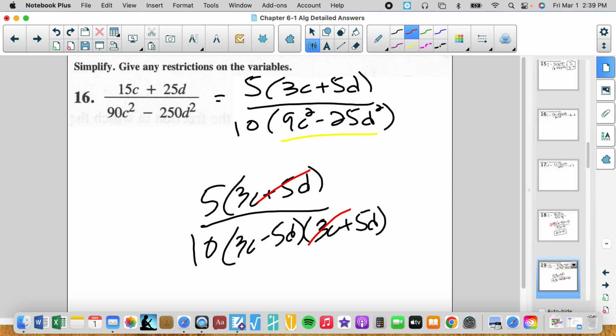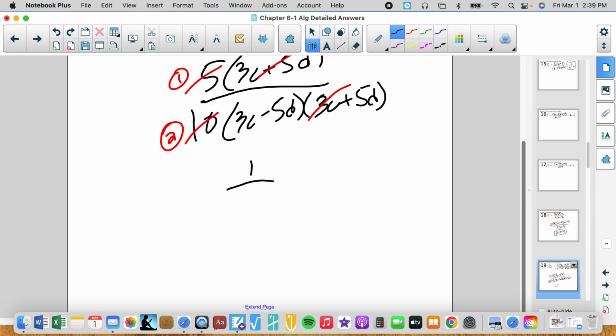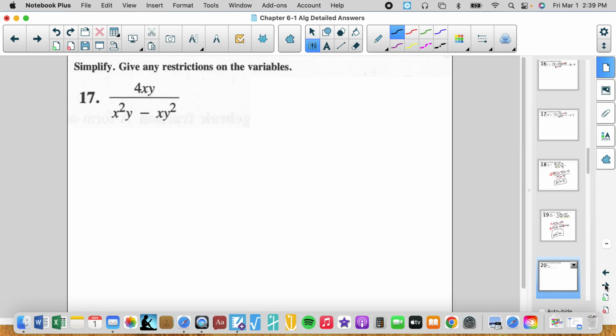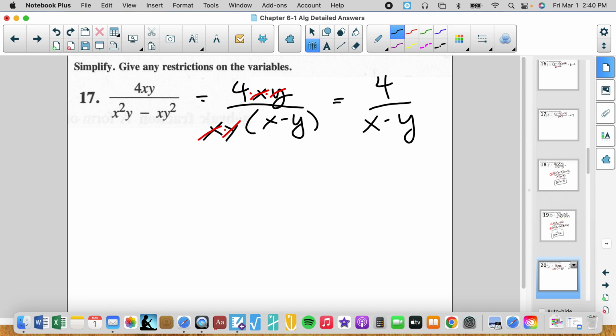And not only the 3c plus 5d, but the 5 and the 10 simplify. So we're left with 1 in the numerator, 2 times the quantity 3c minus 5d. We wouldn't distribute it back out. We don't need to. We can just leave it factored. 4xy, and then we can factor out an xy, and that leaves us with x minus y. The x cancels with the x, the y cancels with the y, because these are all multiplying each other. And that leaves us with 4 over x minus y.